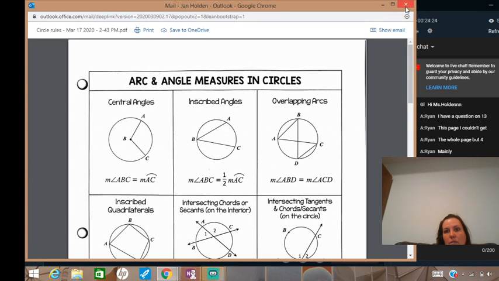Just close it. And this is a sheet that you should all have. That's all the rules.